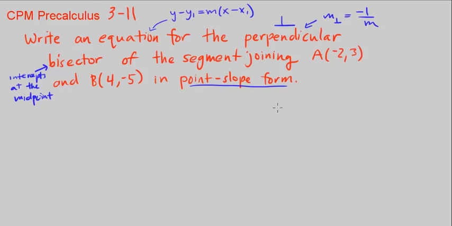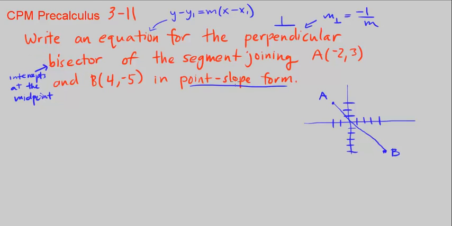Okay? So let's quickly sketch this so we know what we're doing visually. A over here is at -2, so I'm going to go left 2, comma 3, that means up 3. So here's A, right? B over here is at 4, comma -5, so 4 to the right, -5 down. So this is B, right? So here, quick sketch, this is the segment AB.